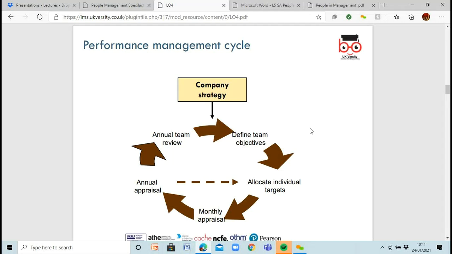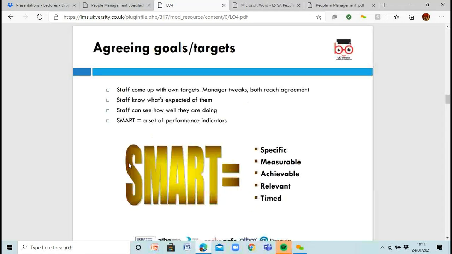And then you've got an image here, a little cycle, a performance management cycle. It just shows you how the company strategy works. So you're defining team objectives, you're allocating individual targets, you're doing monthly appraisals, annual appraisals, and then annual team review. So it just goes in a circular motion and it just works off each other.